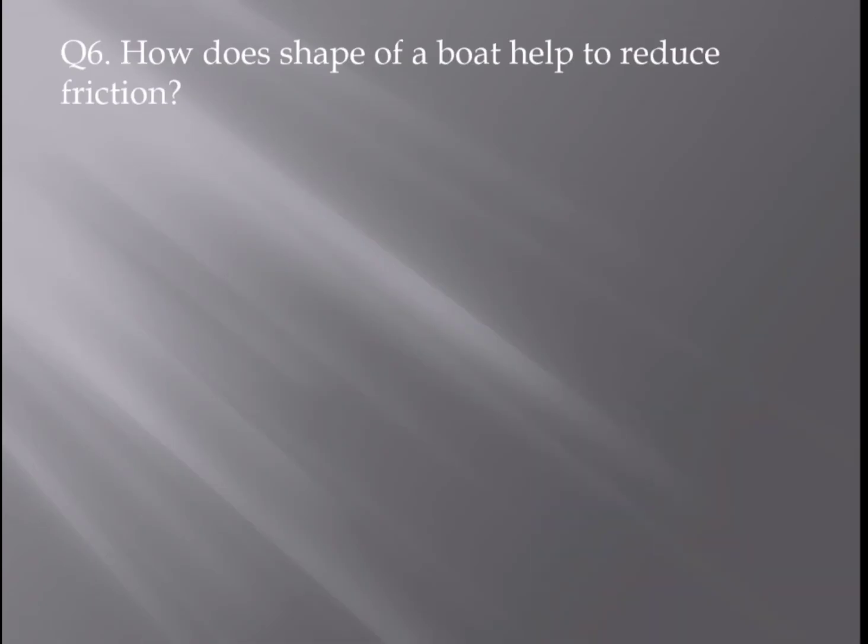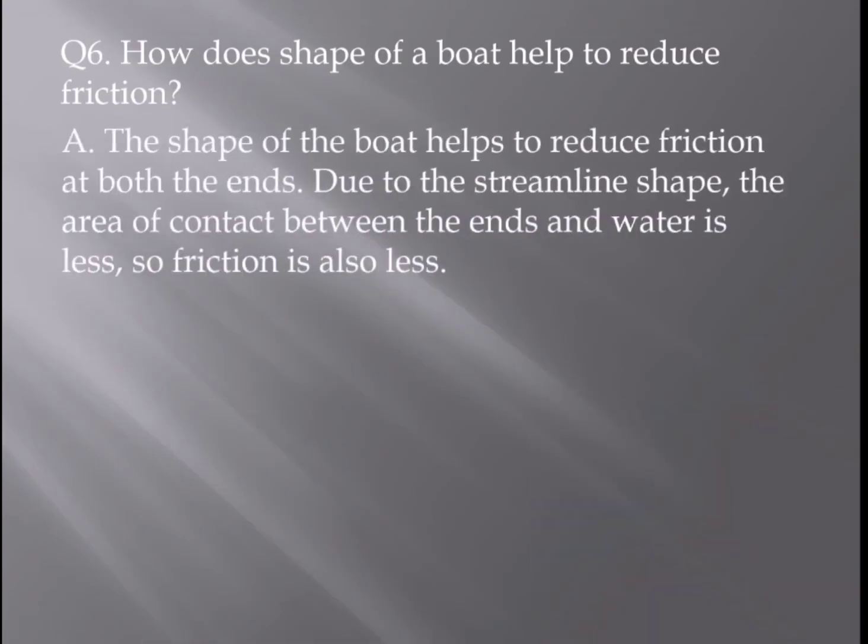Coming to your next question. How does the shape of the boat help to reduce friction? Due to the streamlined shape, the area of contact between the water and the boat will be less. When the contact is less, the friction is less, isn't it? Friction is a contact force when objects are touching each other. Because of that shape, the end is narrow, it is thin. So because of less contact between the boat and the water, the friction becomes less. That's what you will mention in this answer.